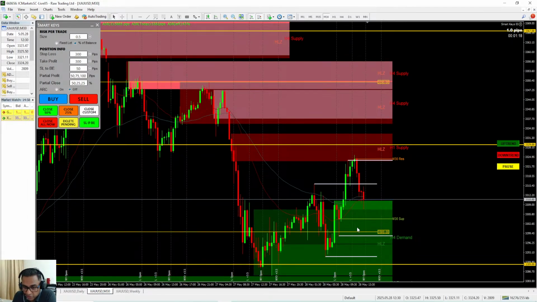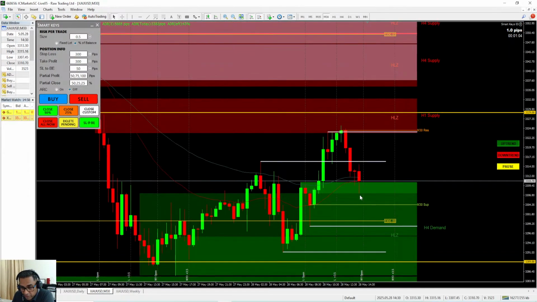I'm not going to do anything because price is already at demand or very close to demand and almost touching a liquidity candle. So let it come down. I'm going to be looking for buys around this area. What I'm looking for is very straightforward. Price pushes down, I'm looking for 30-minute support.